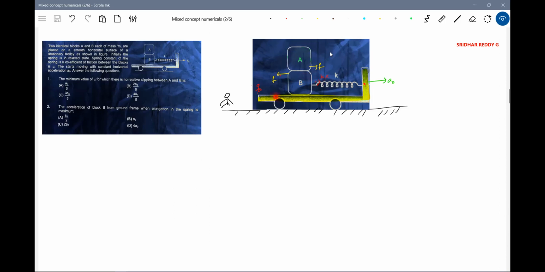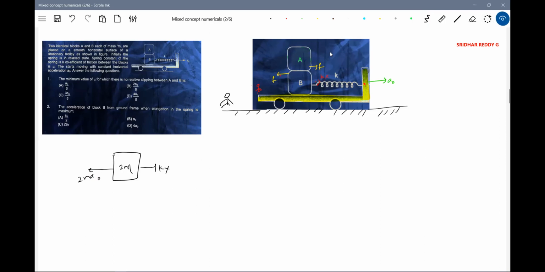In the trolley frame, what are you going to put? You're going to just add that pseudo force. Pseudo force on what? On block B or block A? On both. We have two blocks here. The total pseudo force you have to show. So in the trolley frame, you treat this as AB together, which has mass 2m. 2ma0 and kx. It's like this.